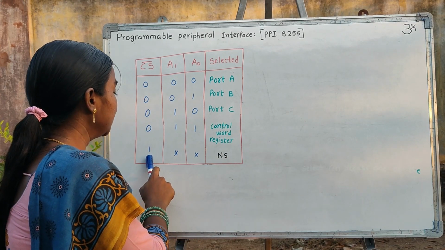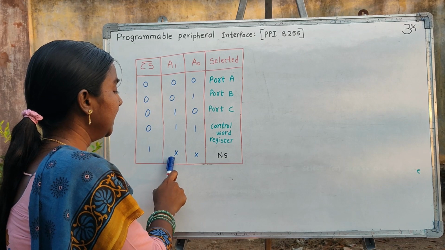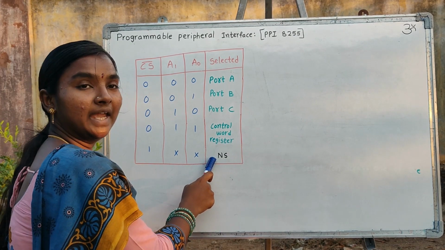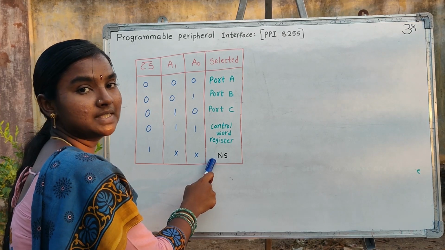When the chip select pin value is 1 and the A1, A0 pins are considered as don't cares, the 8255 is not going to be selected.